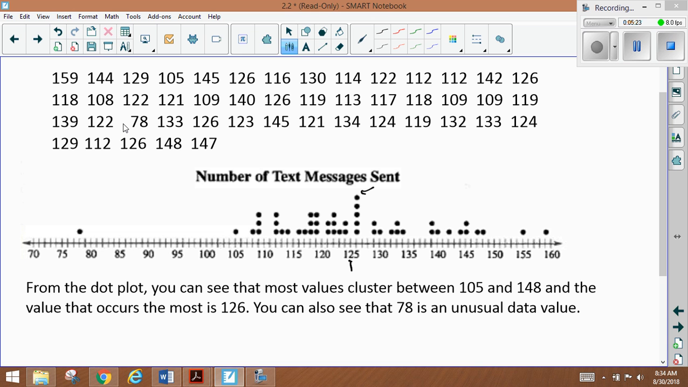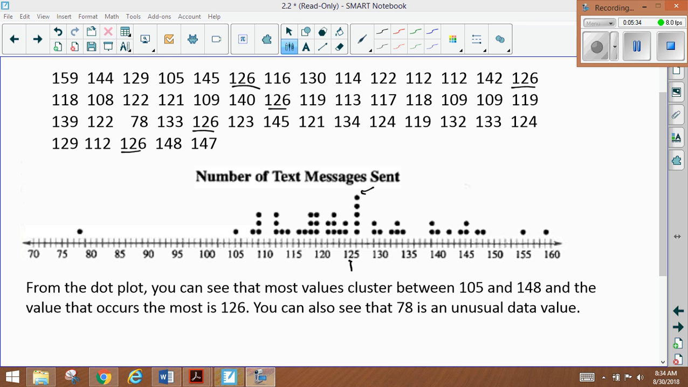Are there indeed that many? There's 1, 2, 3, and 4, and 5. So let's correct. All right. So to the graph, there are indeed 5 126s, and that's what that tells us, right?